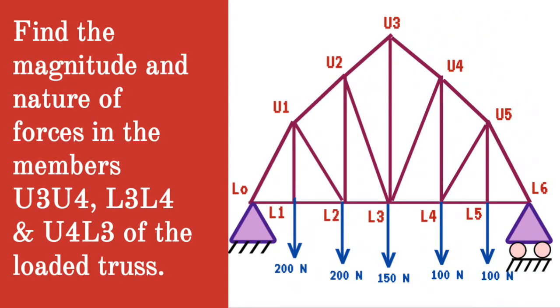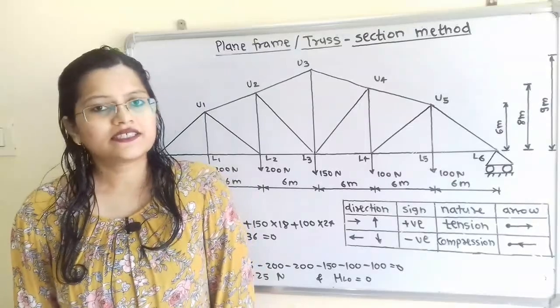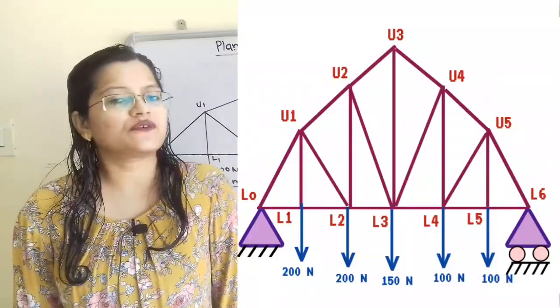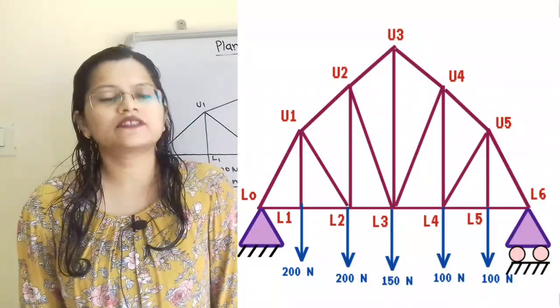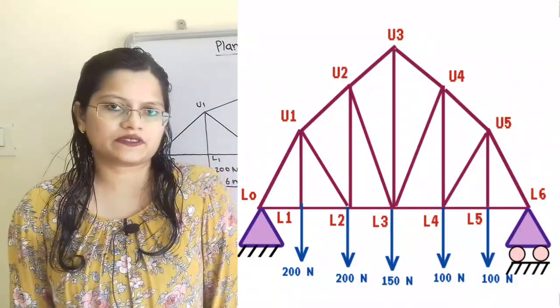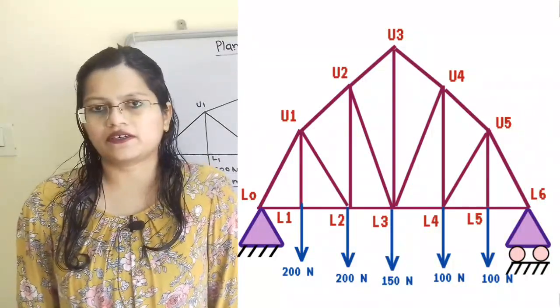Given the question, find the magnitude and nature of forces in the members U3, U4, L3, L4 and U4, L3 of the loaded truss. This is the question. We have to find unknown forces in a few members but not in all members. Therefore, we are going to use the section method.